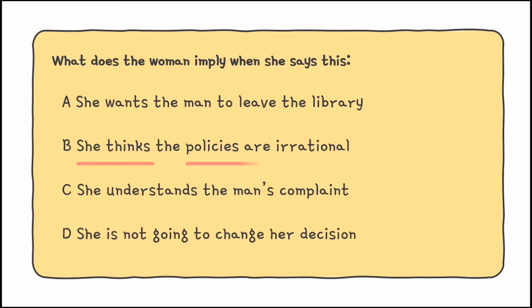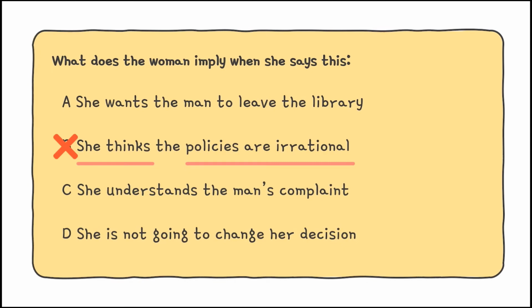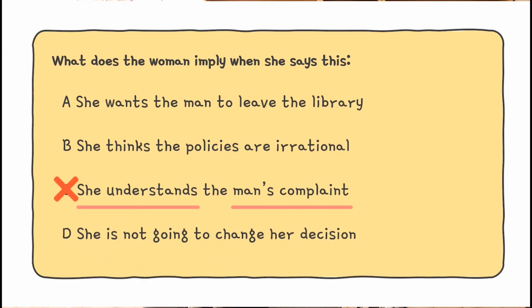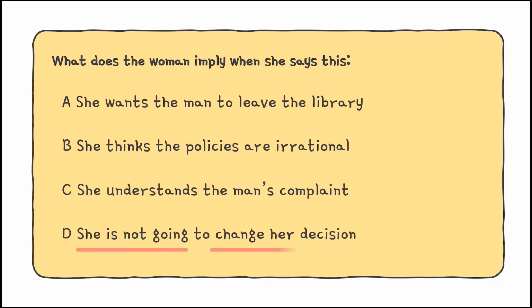B. She thinks policies are irrational. No, the listening doesn't mention this, so B is wrong. C. She understands the man's complaint. No, the listening doesn't mention this either, so C is wrong. D. She won't change her decision. This is exactly like make my point quite clear, so D is right. If the replayed audio doesn't mention those answers, they must be wrong.